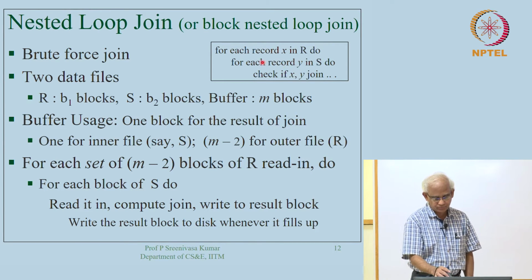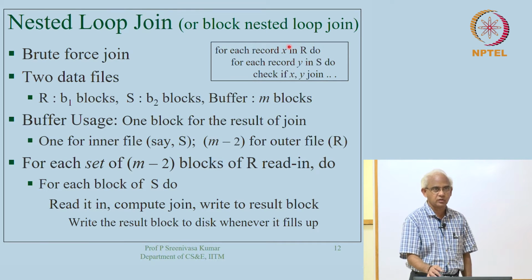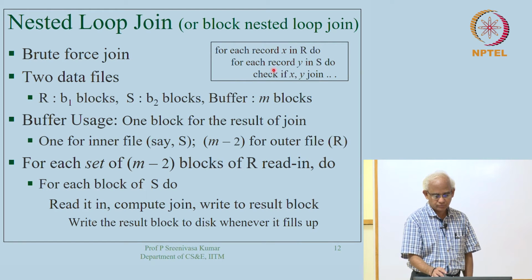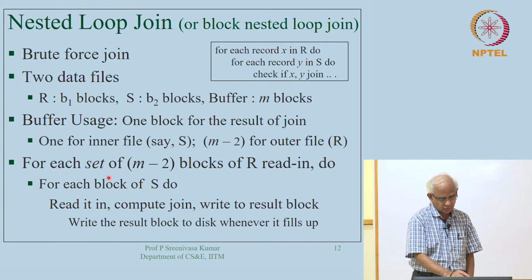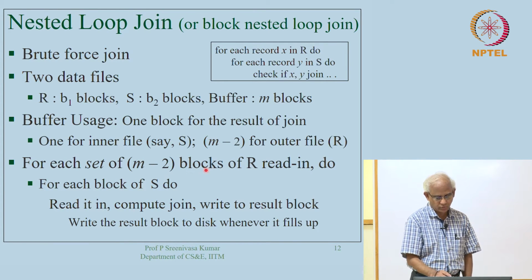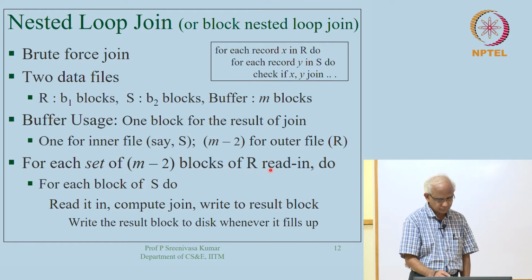So, essentially instead of for each record X in R, we are now taking a chunk of records of R and then reading the entire S file, and then producing the join results. So, that chunk is m minus 2 blocks.